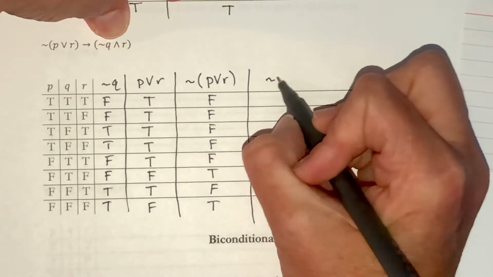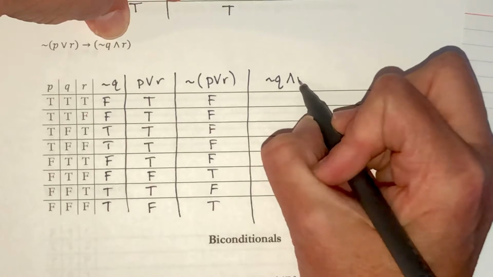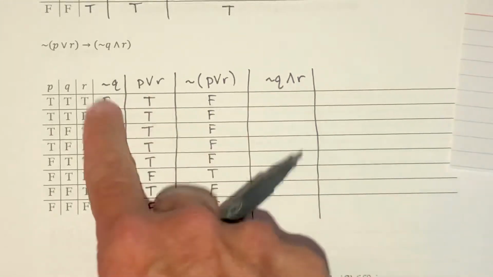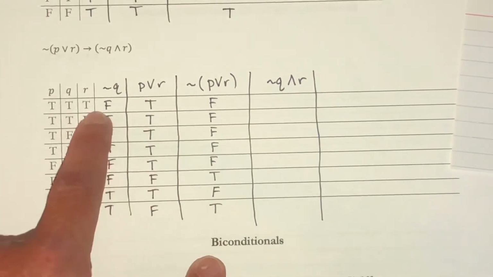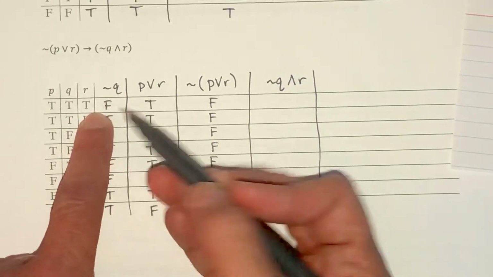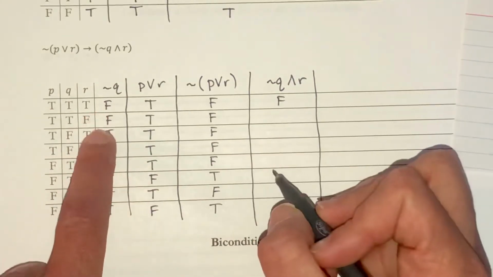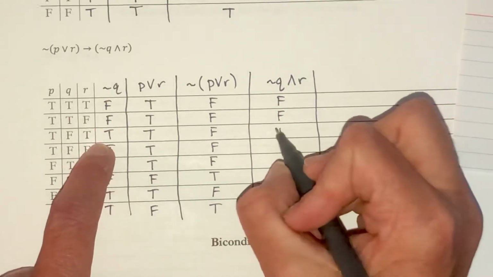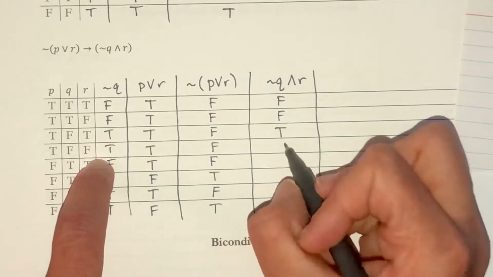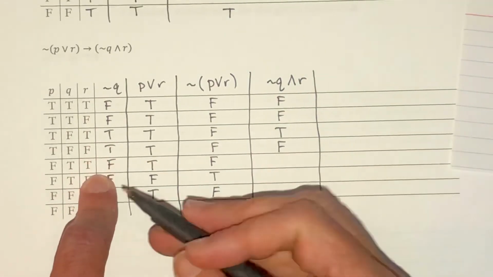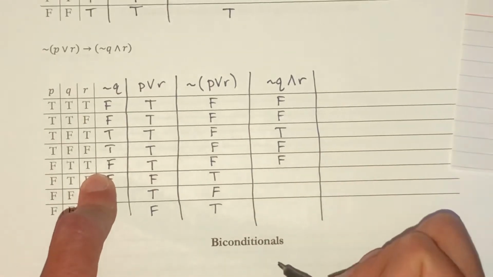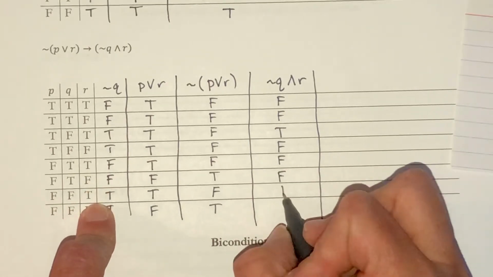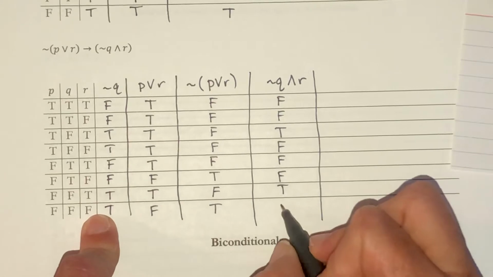So I need to do not Q and R. So this is and, so I need them both to be true in order to have a true. So I'm looking at not Q and R, so these two columns. True and false is false. False and false is false. True and true is true. False and true is false. True and false is false. False and false is false. True and true is true. False and true is false.